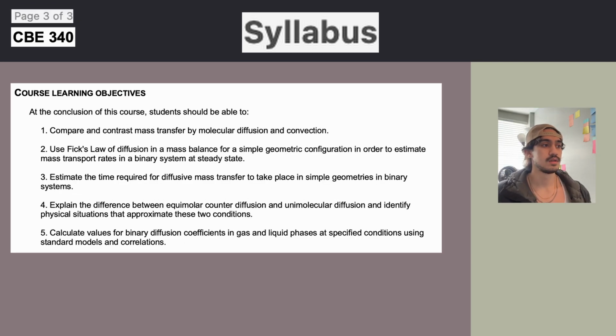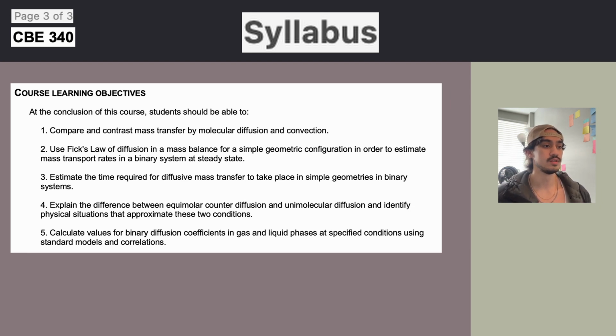Course learning objectives. At the conclusion of this course, students should be able to: 1. Compare and contrast mass transfer by molar diffusion and convection. 2. Use Fick's law of diffusion in a mass balance for a simple geometric configuration in order to estimate mass transport rates in a binary system at steady state. 3. Estimate the time required for diffusive mass transfer to take place in simple geometries in binary systems.